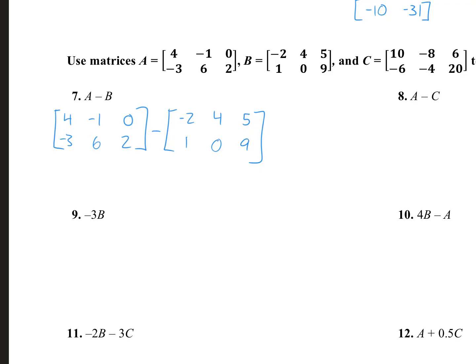All right. 4 minus -2 is 6. -1 minus 4 is -5. 0 minus 5 is also -5. -3 minus 1 is -4. 6 minus 0 is 6. 2 minus 9 is -7.